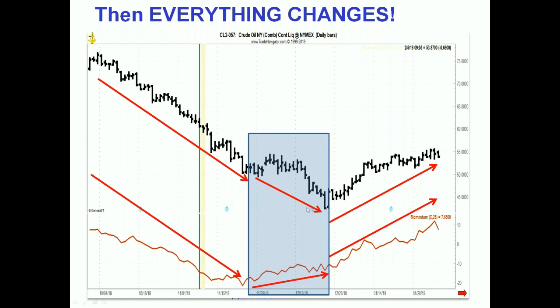The question is, how do we spot these abnormal patterns? Normal patterns are easy to spot if you use the right procedure.